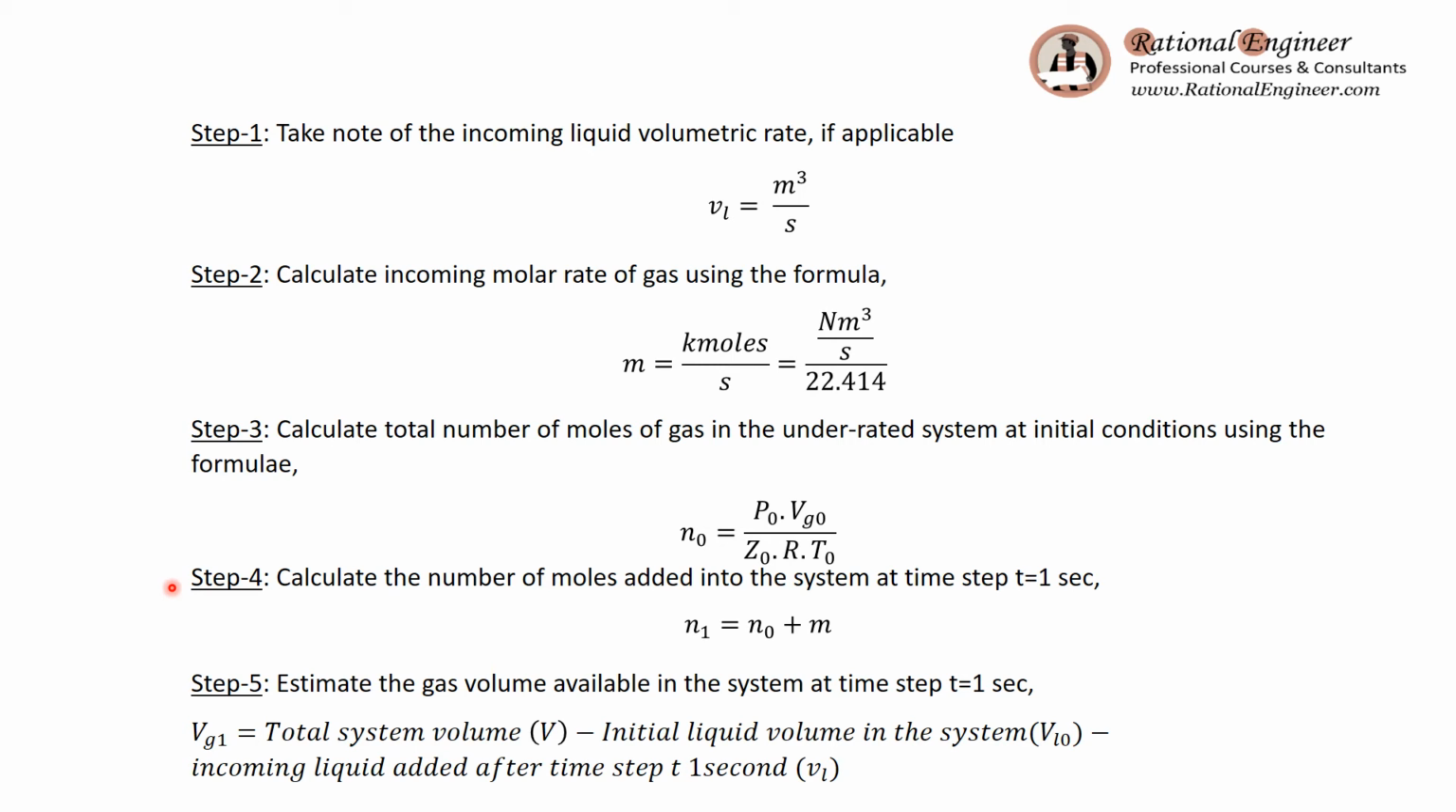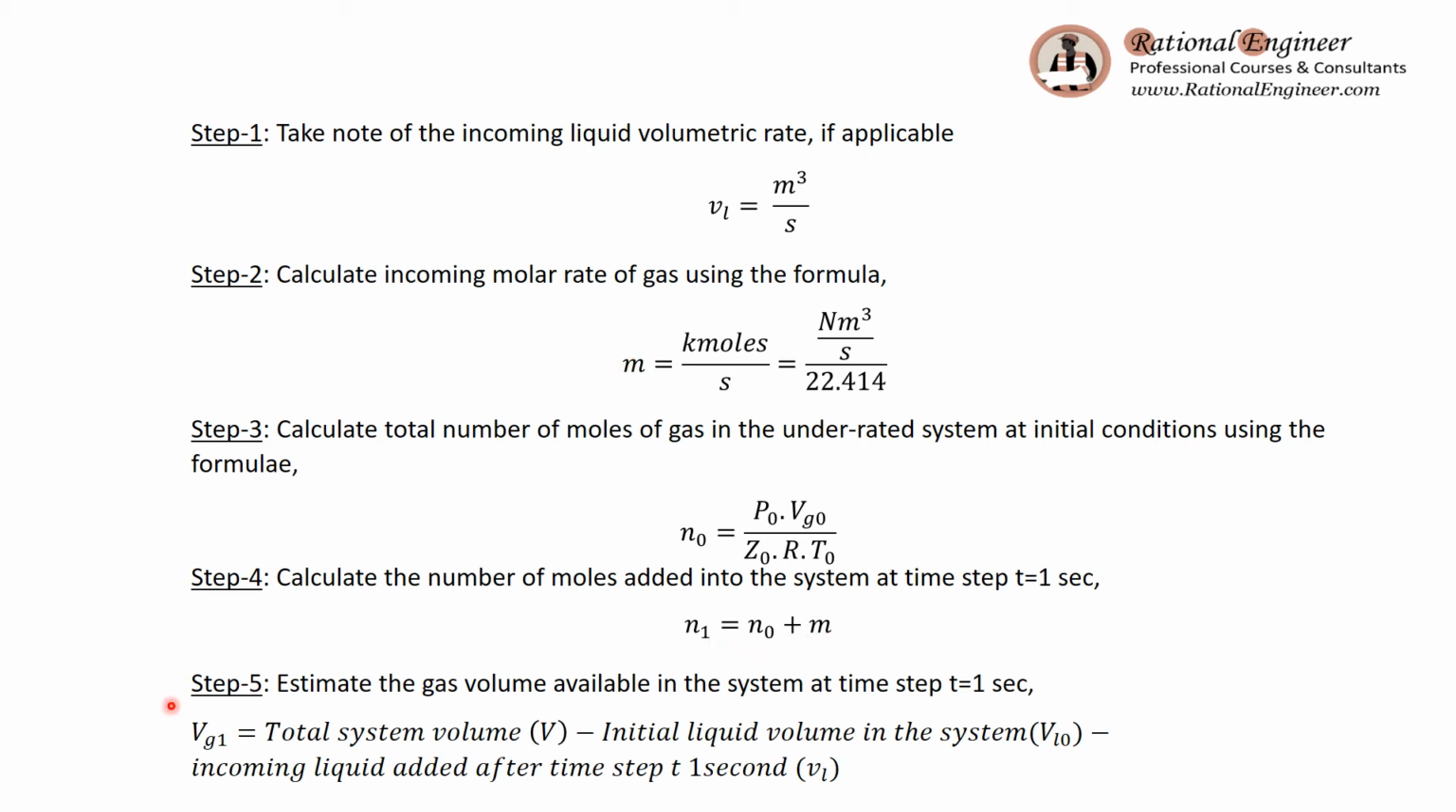In step 4, we calculate the number of moles added into the system at time step t equal to 1 second. So the number of moles at time step t equal to 1 second is the number of initial moles of gas in the system plus the additional moles of gas added due to the incoming molar rate of gas into the system.